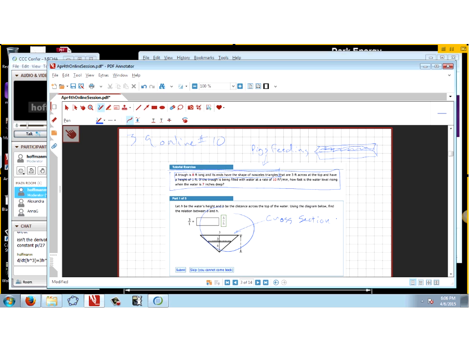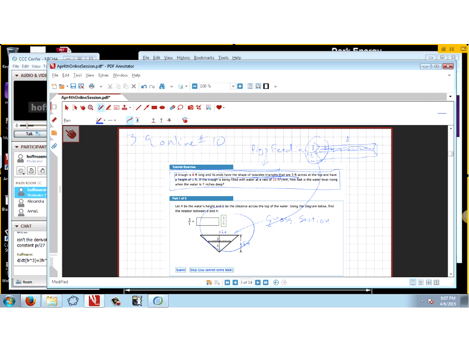So this is the cross section of the trough. What are we told? We're told that they are isosceles triangles that are 3 feet across at the top and have a height of 1 foot. Here's 1 foot right here, and this is 3 feet. From here to here, that's 1. I tried to fit it on my little drawing, so let me just write it like that. 3 is like this, and 1 is the total up and down height. Okay, so here's 3, and here's 1 like that. But really, the picture we want is right there. So this is the edge of the trough.